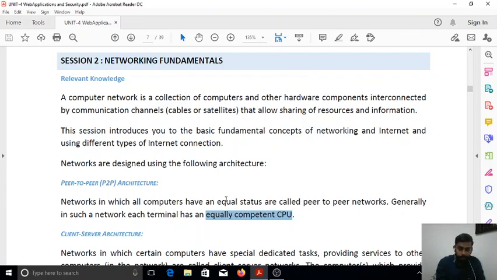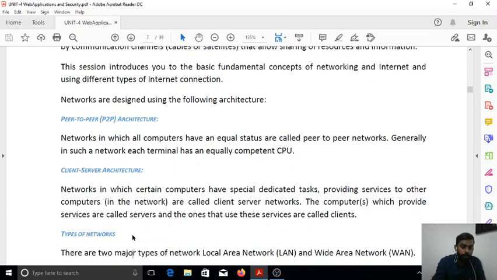Equally competent CPU means equally configured CPU, having somewhat the same configuration of RAM, hard disk, processor, whatever it is. Yes, that is what peer-to-peer architecture is. And the next one is client-server architecture. Client-server architecture is the architecture followed in the internet, mainly in the internet, though not only in the internet.